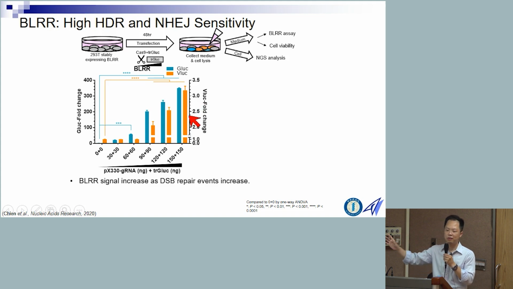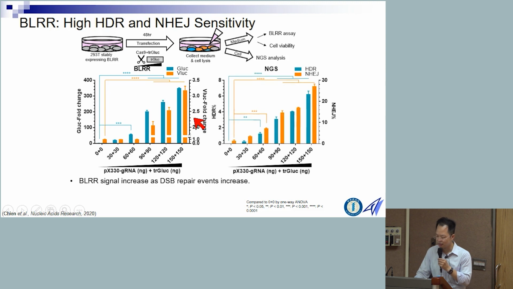This was actually a question that really killed our manuscript, because people usually thought if you have a high HDR, your NHEJ should go down. That was not the case. And we actually later found other literature that also claimed the same thing. I think conventionally people thought if HDR goes up, then NHEJ must go down. That's not true. And our reporter actually showed that. And not only that, we confirmed that with NGS.